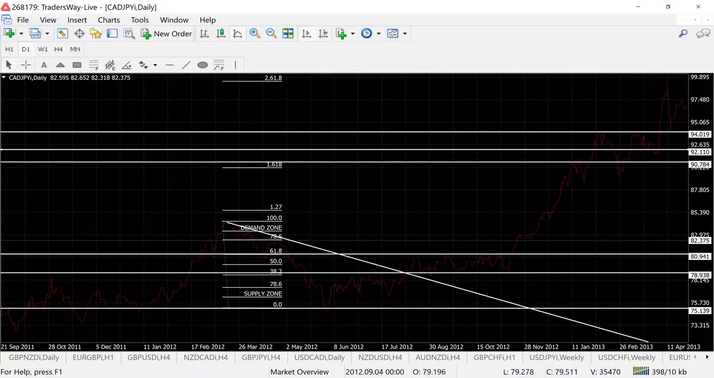Now, you can see that the market came around the 618. But I'm going to draw another fib from this push right here.